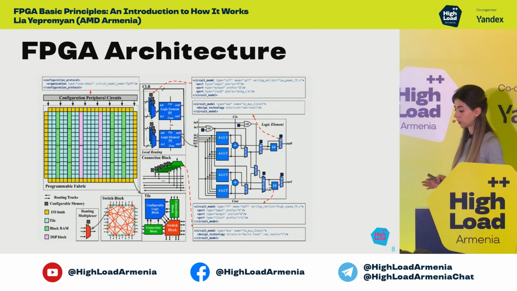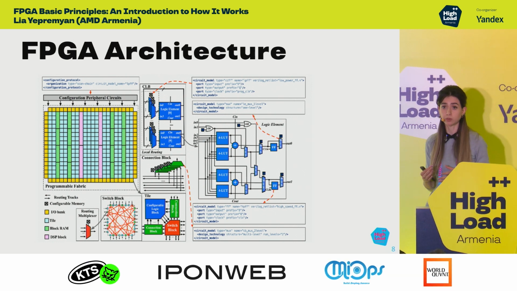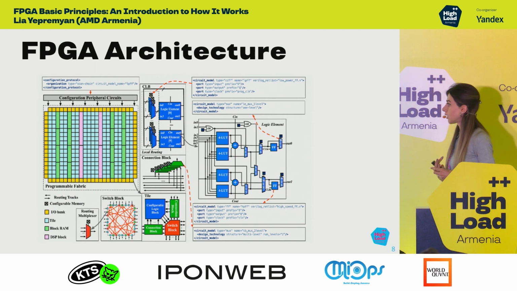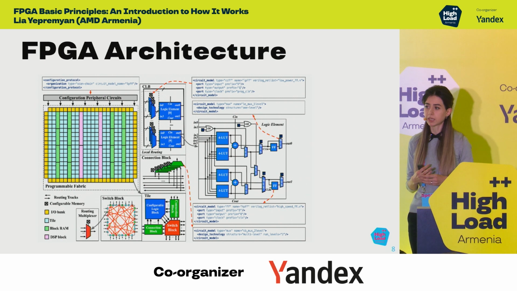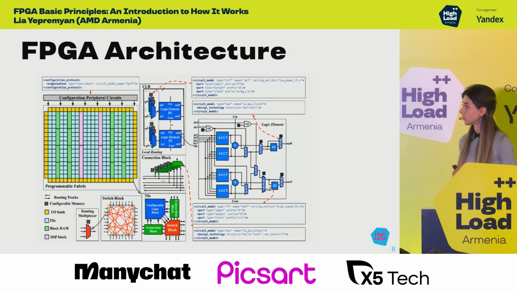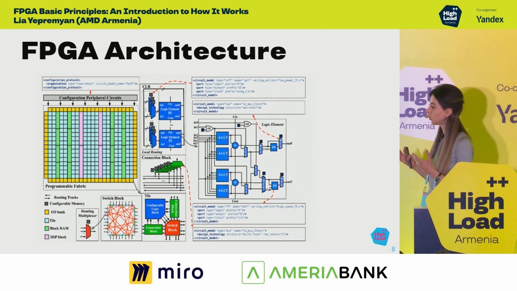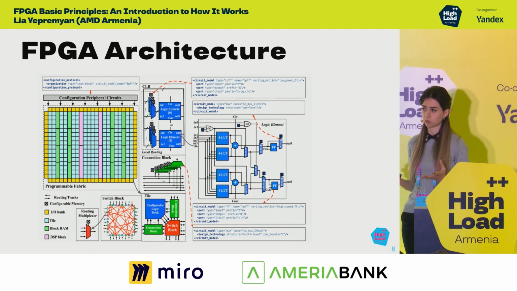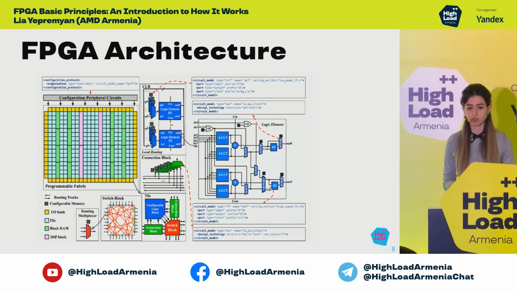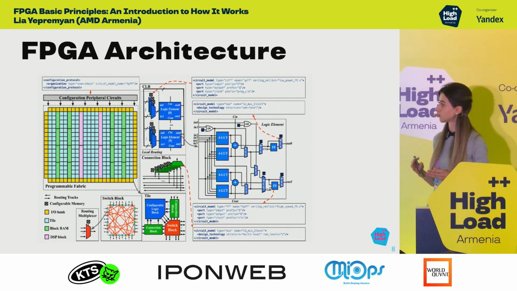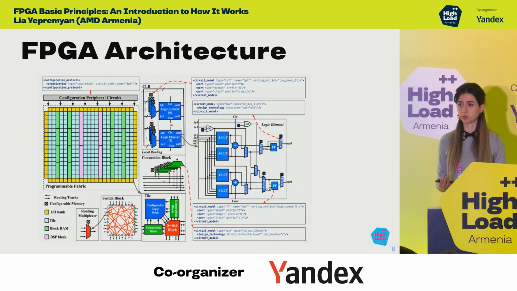FPGAs require configuration, so each logic block and interconnect knows which role it should play during implementation. Arrays of hardware blocks are configurable and can be connected as needed, so it gives us the ability to change the module and work with different applications. The FPGA uses software to configure it.